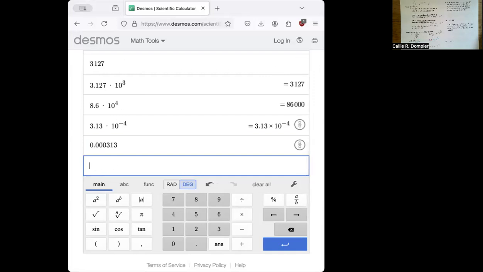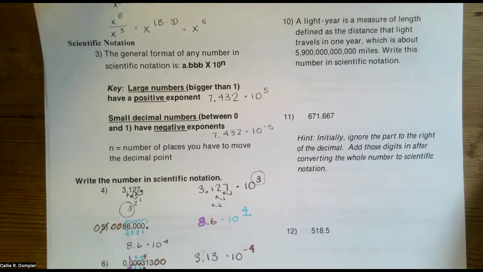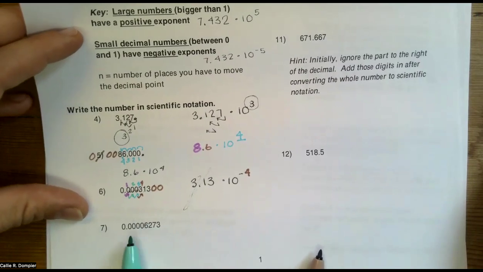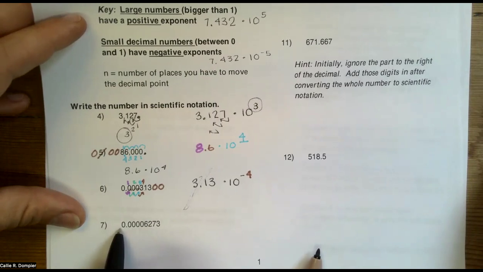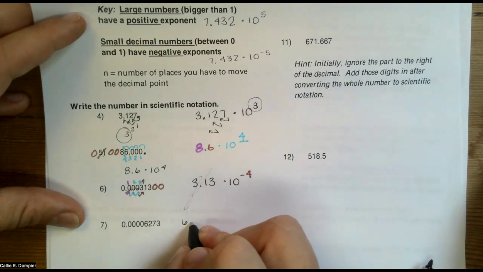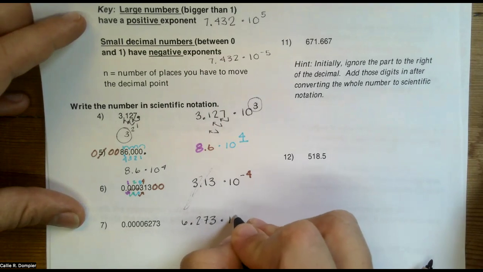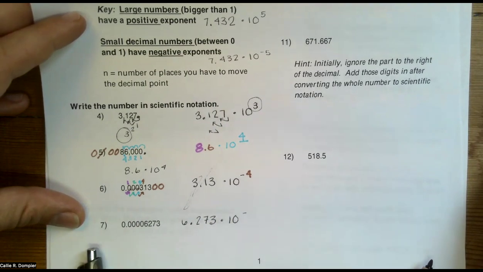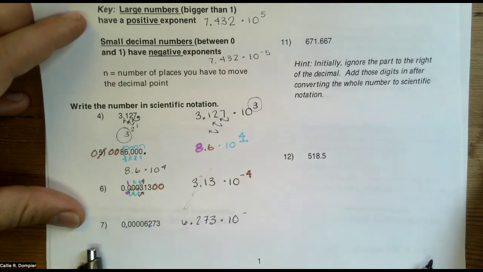Hoping it would do it for us. Maybe your calculator will. Number 7, again, this is a very small number, so it's going to be a negative exponent. I'm just going to get it set up. I'm going to go behind all the zeros until I get to my first non-zero digit. So I know it's going to be 6.273 times 10, and I know it's going to be a negative, right?